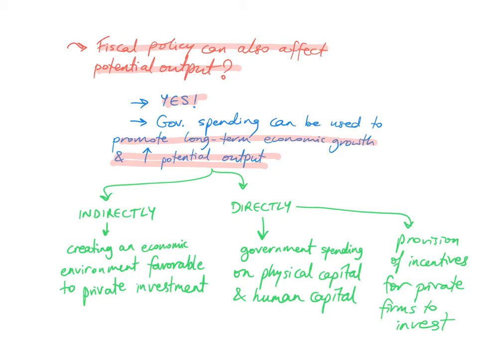This can be done indirectly by maybe creating an economic environment that is favorable to private investment. Many countries have created environments that encouraged private investors to invest. Or it can be done directly by government spending on physical capital and human capital, or by the provision of incentives for private firms to invest. So fiscal policy can and is often also used to affect the level of potential output and encourage long-term economic growth. It's not just used to manage aggregate demand in the short term.